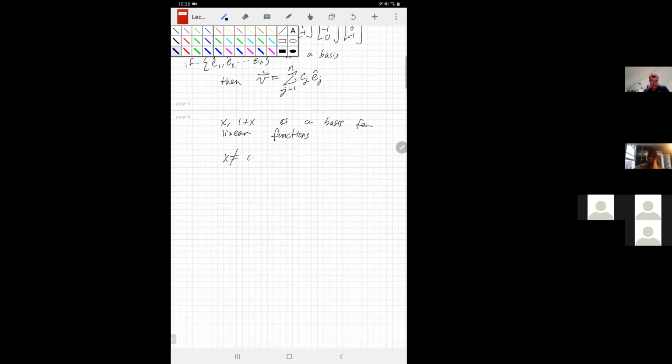I can't write x as equal to some coefficient times 1 plus x. They're linearly independent. I can't start off with 1 plus x and then only do things that involve multiplication by scalars and get the function x out. But a plus bx is equal to a times 1 plus x plus b minus a times x. Here's a coefficient. Here's a coefficient.